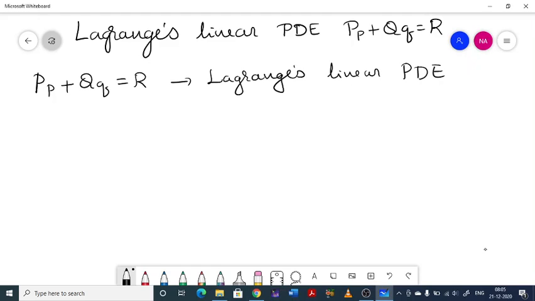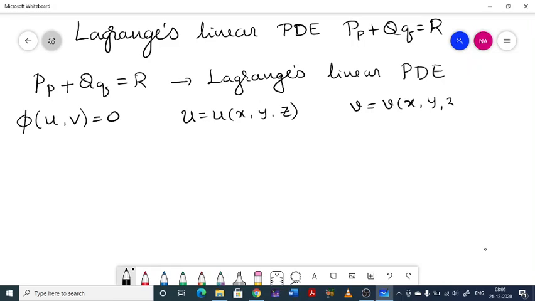The solution of this equation will be of the form phi of u comma v equal to 0. We have to explicitly find out what is u and v. U will be usually a function of x and y and z, and also v will be a function of x, y and z. We need to find u and v, then we can finally write the solution in the form phi of u comma v equal to 0.